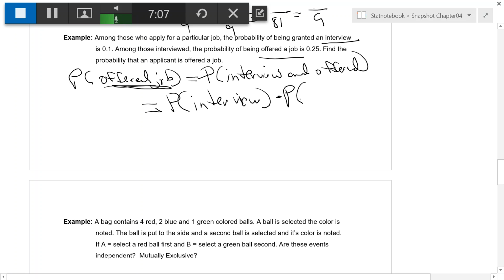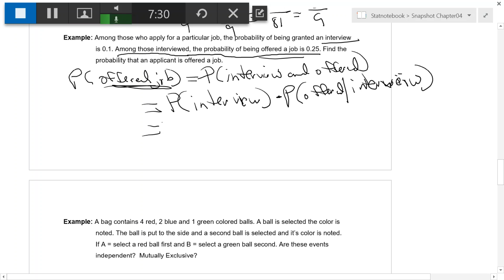Times the probability of being offered given you had an interview. Now the reason why I did this is because of that right there. Among those interviewed, that's information, the probability of being offered a job is 0.25.